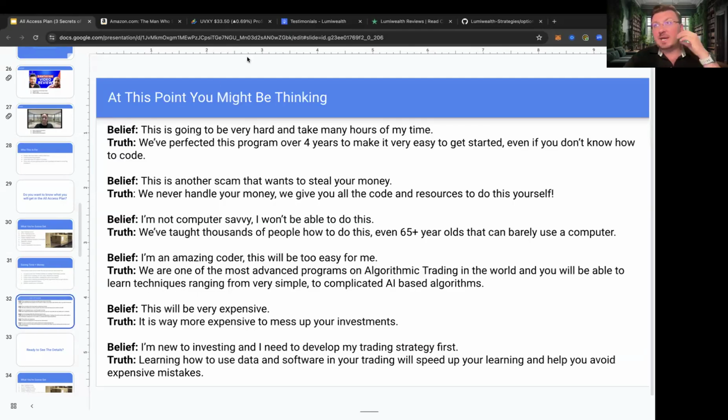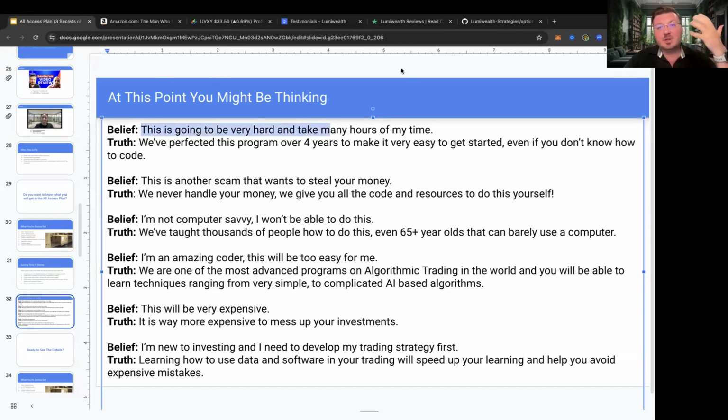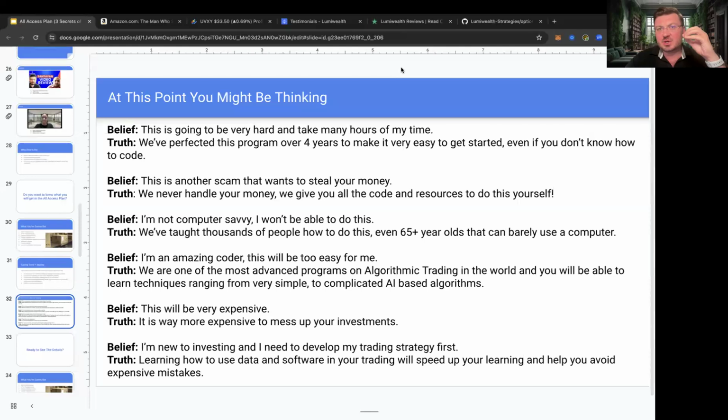And at this point, you might have a few things that you're thinking, so just to address a few beliefs that you might have at this point. You might have a belief that says, this is going to be very hard. It's going to take a lot of your time. That's not true at all. We've perfected this program over many years and we've made it super easy to get started.